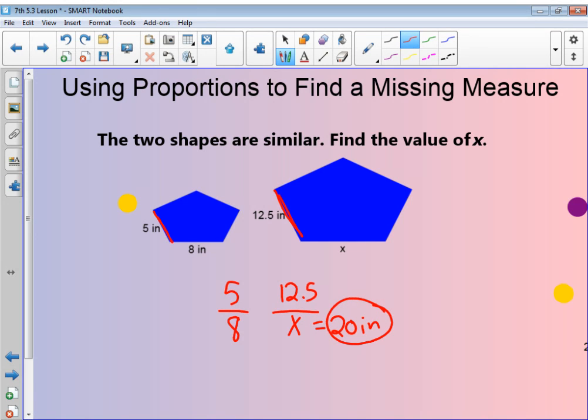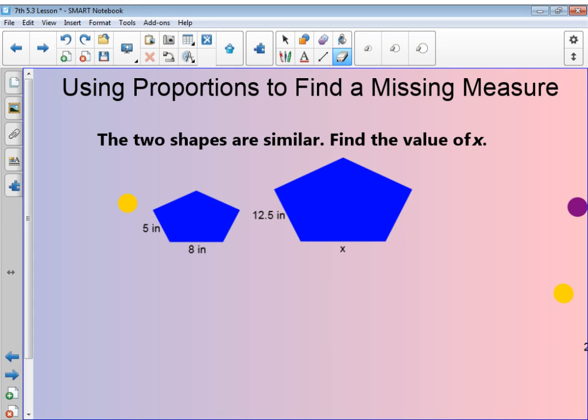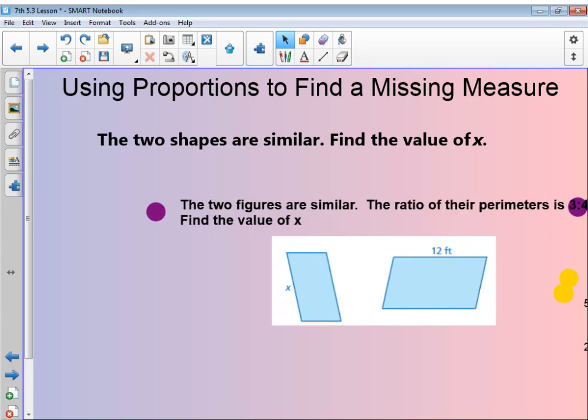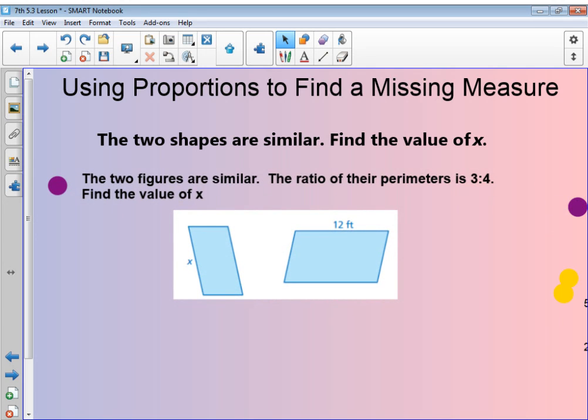Okay, you should have gotten 20 inches for the side length for x. So that's working some basic proportions and figures. Let's go ahead and try when they give us some other figures where maybe they're asking us a different question. Here it says 2 figures are similar, so we know that both of these parallelograms are similar.